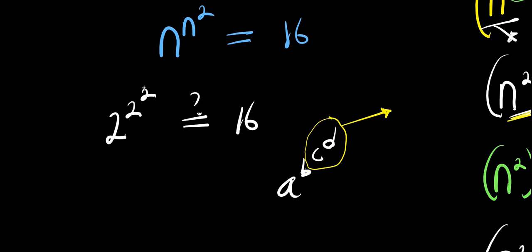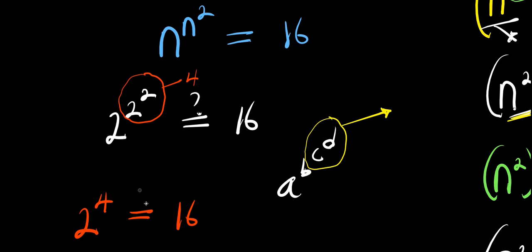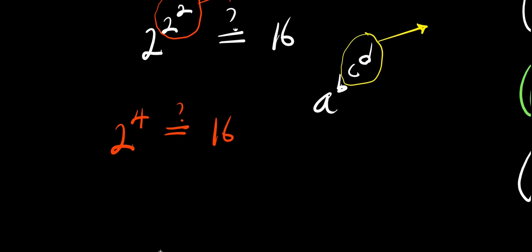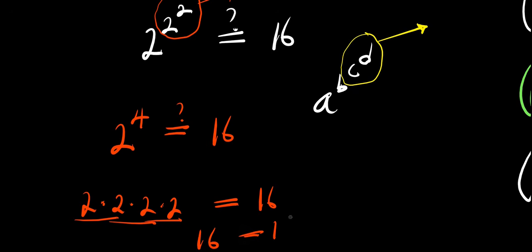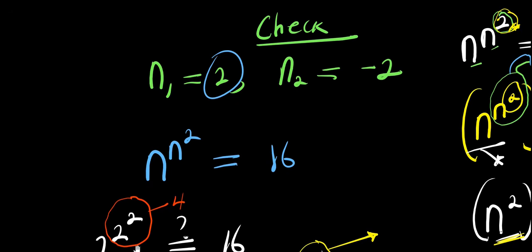So in this particular case, we are going to consider this top two exponent, which is 2 power 2, and 2 power 2 is 4. So that means we are going to have 2 to the power of 4. Is this equal to 16? So what is 2 to the power of 4? That is 2 times 2 times 2 times 2, or 16. 2 times 2 is 4, 4 times 2 is 8, 8 times 2 is 16. We have 16 equals 16. So this shows that n equals 2 satisfies the equation.